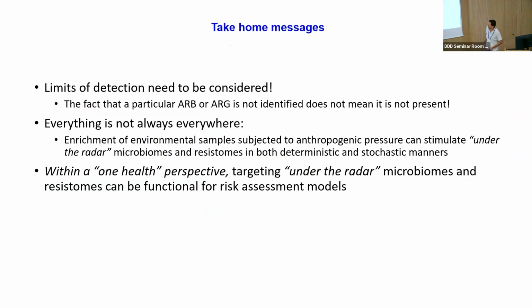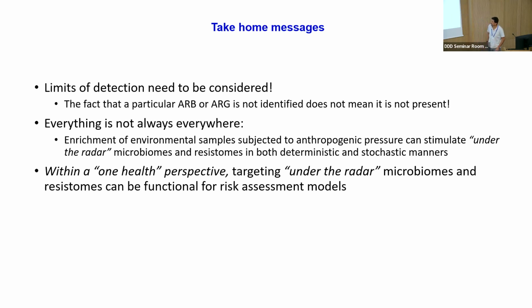So again, these are more pathogen-related strains, and we have this under the radar effect where these copiotrophs are revealed. So to summarize, the limits of detection need to be considered. The fact that a particular antibiotic-resistant bacteria or gene is not identified does not mean that it's not present. Okay, and everything is not everywhere. So when we do these enrichments, we actually see this under the radar effect. And it can potentially let us identify anthropogenic impacts that aren't revealed using direct analyses. And I think this is very, very important.